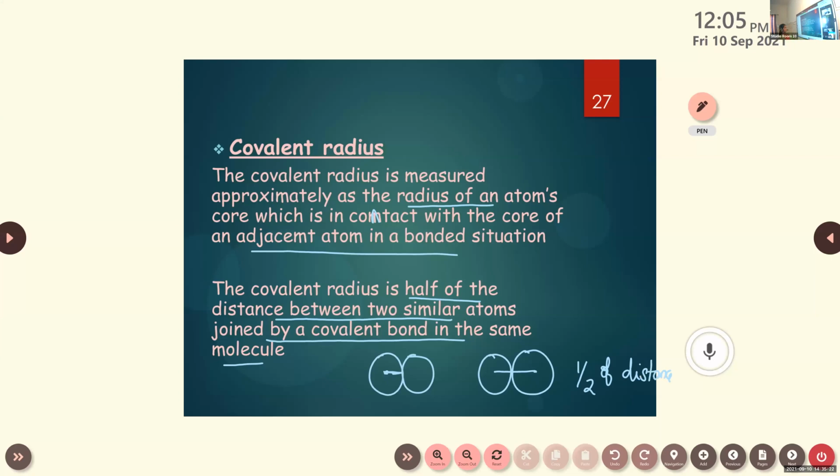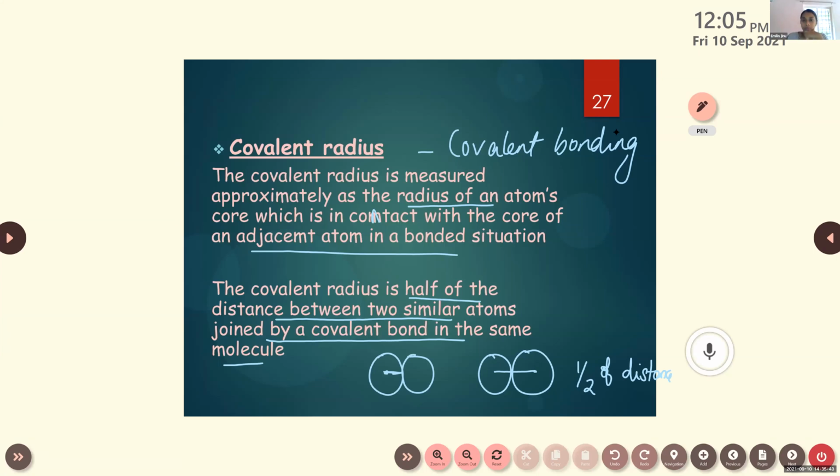Okay. That's about covalent radius. And this covalent radius is related to covalent bonding.